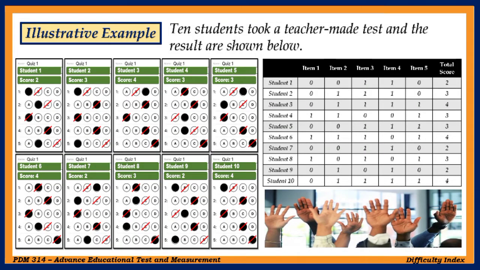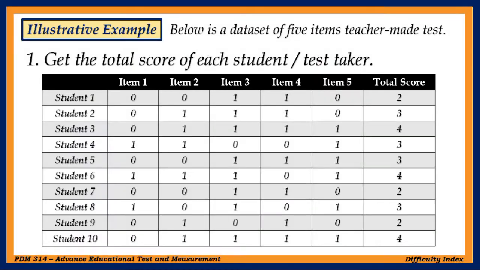Let's have an illustrative example. 10 students took a teacher-made test, and the results are shown below. The teacher checked the test papers. Then, he conducted item analysis by showing the correct and wrong responses in a distribution table. Take, for example, student 10 with a total score of 4 got correct responses in item numbers 2, 3, 4, and 5. The first step is to get the total score of each student or test taker.